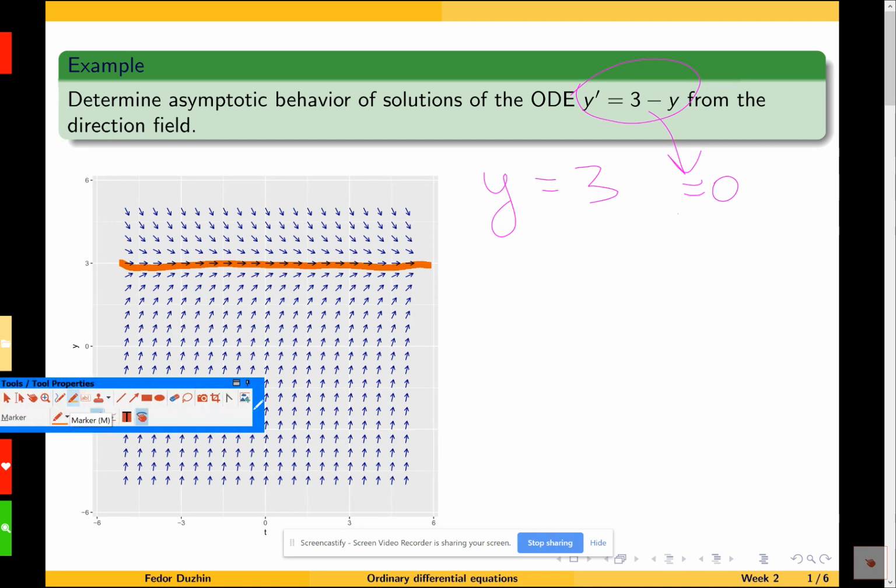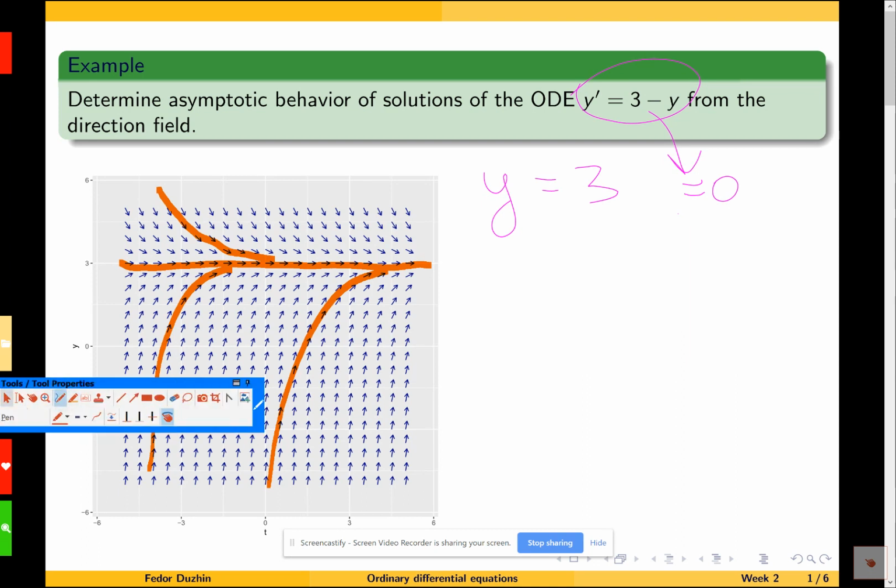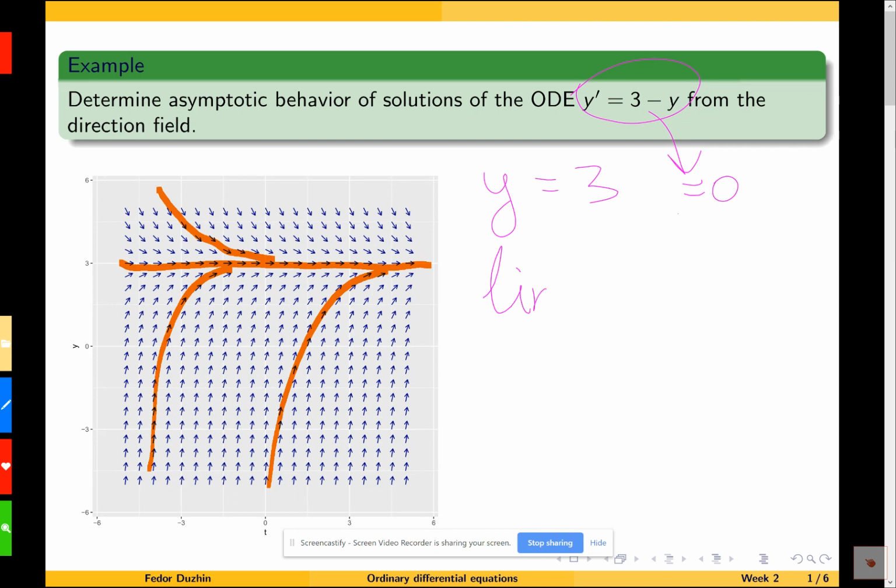by looking at the direction field, we see that all the arrows are arranged in a way so that all other solutions are going to approach y equals 3 when t goes to infinity, right? So it means that here the asymptotic behavior is that the limit of y of t as t goes to infinity is 3 regardless of the initial value of y. This is what we see from the direction field. This is what the flow of arrows tells us.